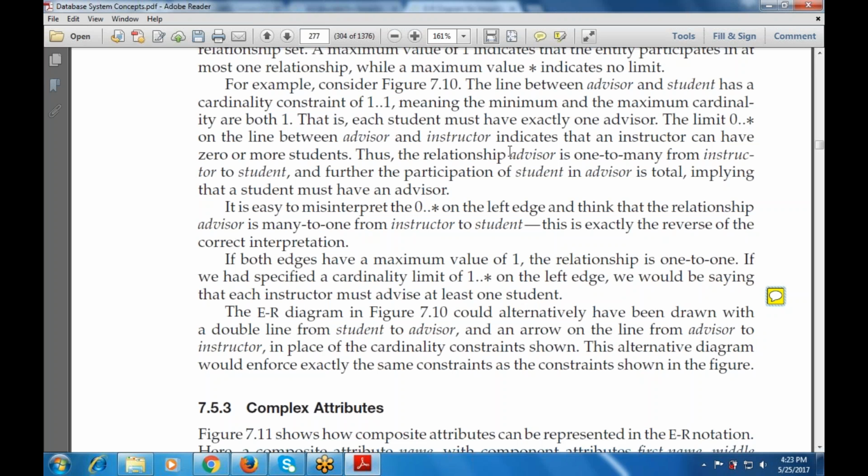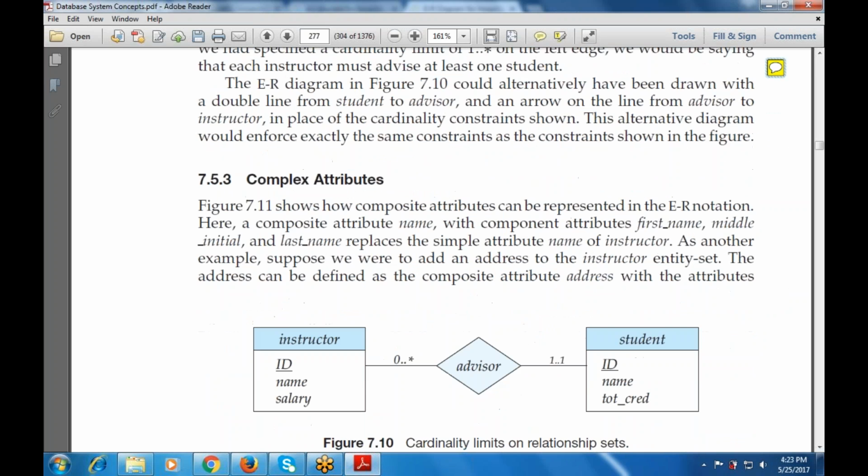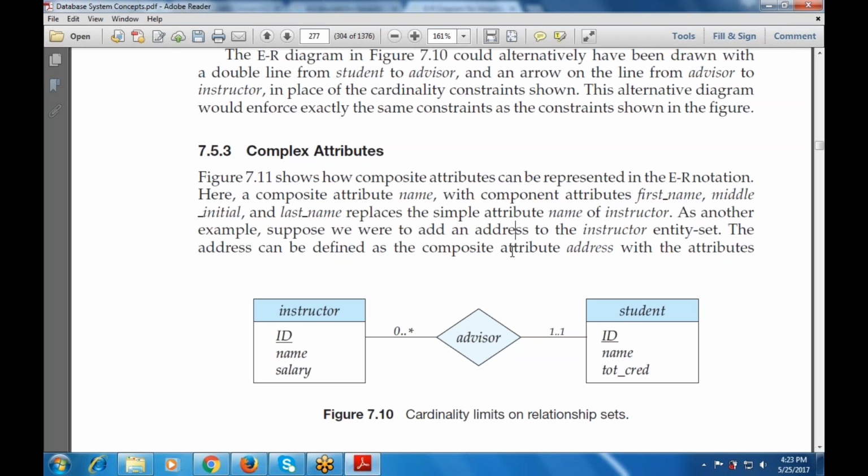The next one is the complex attribute. So this shows how composite attributes can be represented in the ER notation. So this is the composite attribute name with the component attributes first name, middle initial, and last name, that replaces the simple attribute name of the instructor. That means name has different parts, the first name, middle name, and last name. So you can give either name or all three, because these are the component attributes. So we can give only the name, that is the name of the instructor.